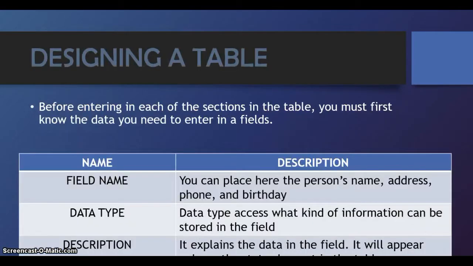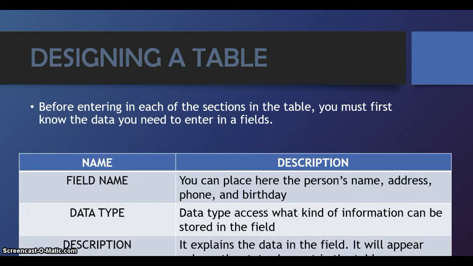Designing a table. Before entering data in each of the sections in the table, you must first know the data you need to enter into the fields. It is repeated, but it is important to identify the field name before entering data. For the field name, you can place here the person's name, address, phone number, and birthday. Data type asks us what kind of information can be stored in a field. And description explains the data in the field. It will appear only on the status bar, not in the table.